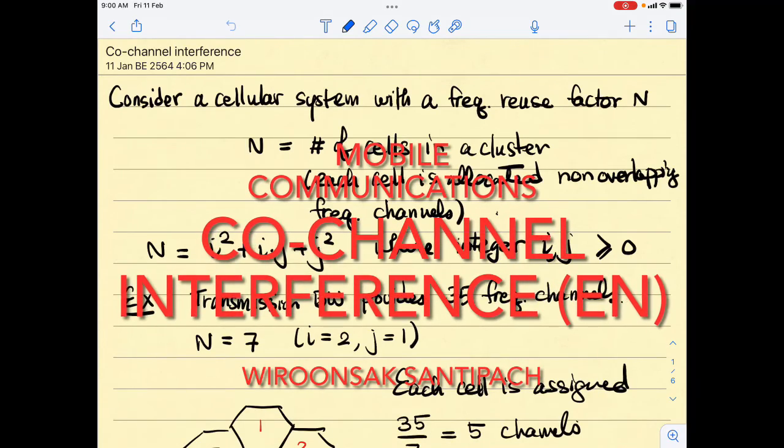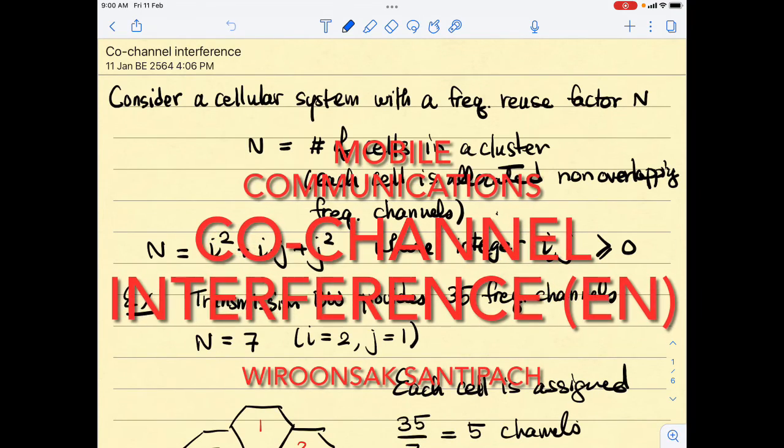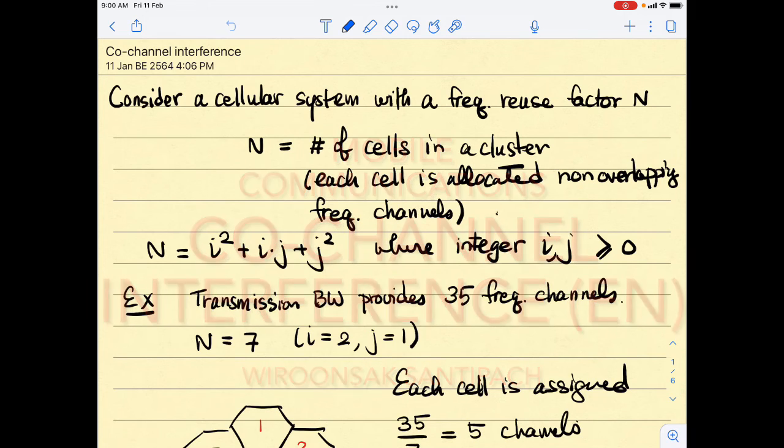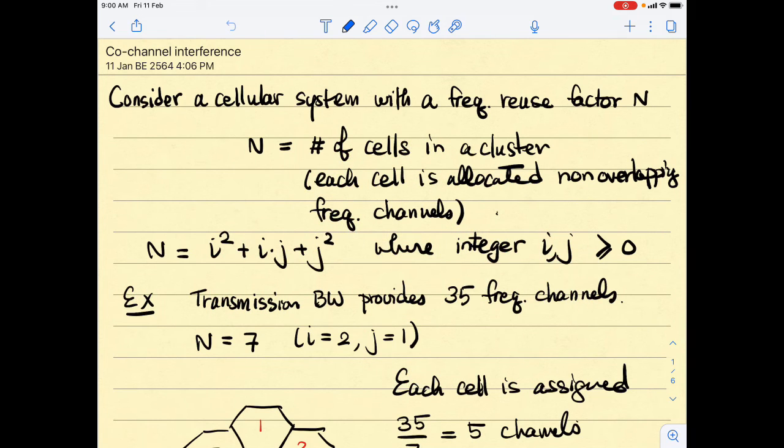For this clip, we can discuss the cellular system, where if we want to increase the number of users supported by the system, we have to apply the concept of frequency reuse. As we reuse the frequencies, there are going to be interference among cells. How do we deal with this, and how do we determine that interference?